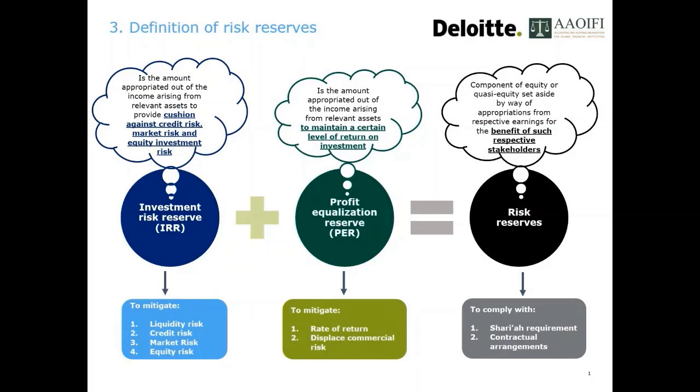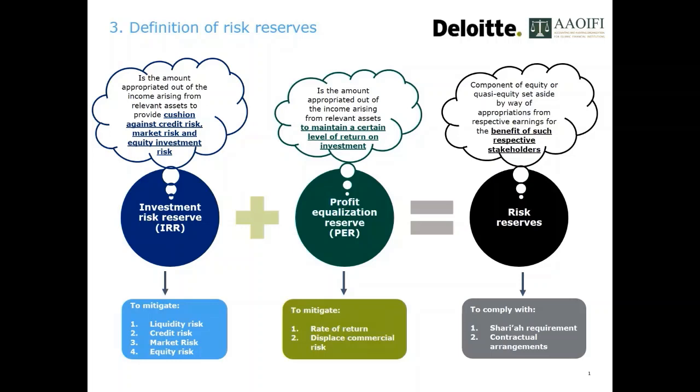Since you've mentioned that FAS 35 provides guidance for setting up risk reserves, can you provide us with the definition of risk reserves? Looking at slide 6, you can see that it sets out the definition of the risk reserves, which is a sum of investment risk reserve and the profit equalization reserve. We define the risk reserve as a component of the equity or quasi-equity set aside by way of appropriations from the respective earnings for the benefit of the respective stakeholders.